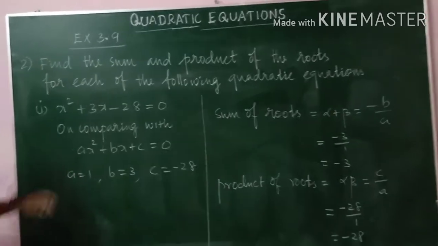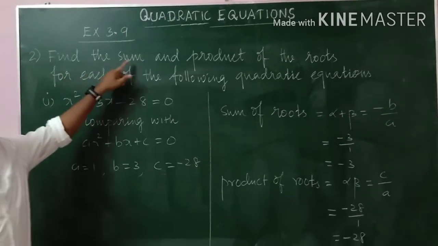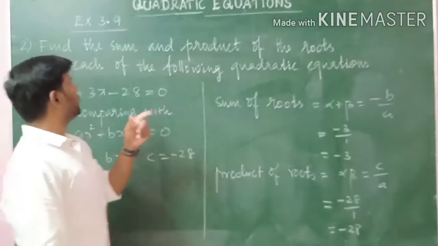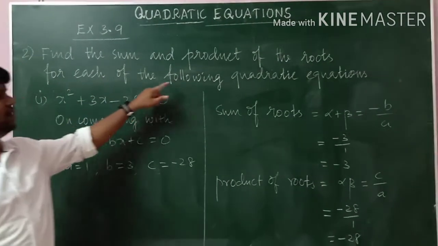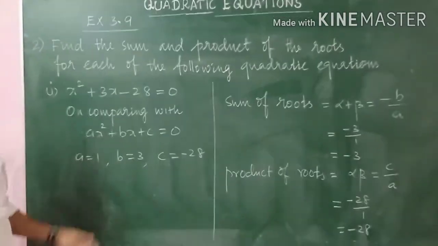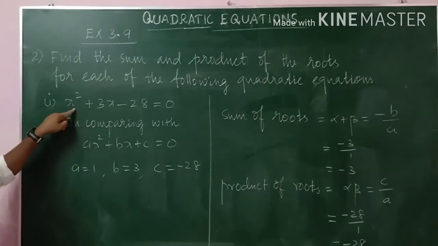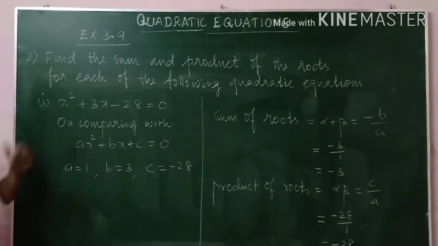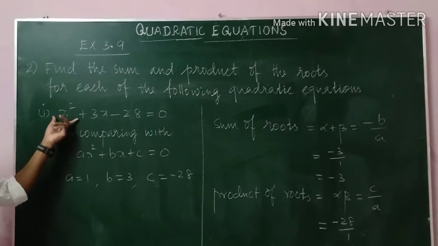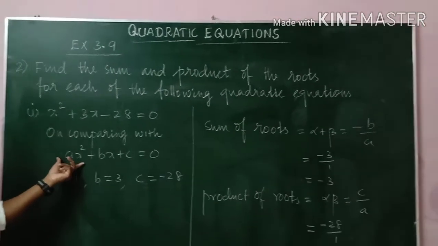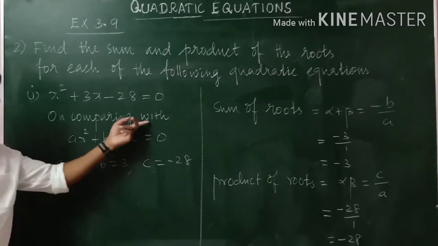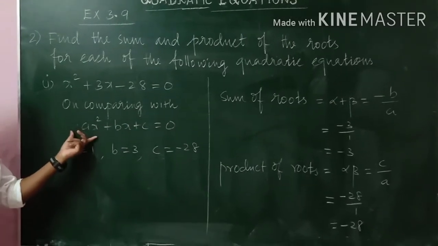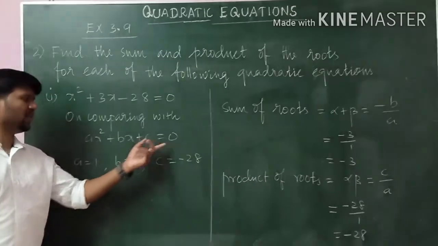Exercise 3.9, second question. Find the sum and product of roots for each of the following quadratic equations. The first quadratic equation is x² + 3x - 28 = 0. First we have to compare the quadratic equation with the general form of a quadratic equation, ax² + bx + c = 0.